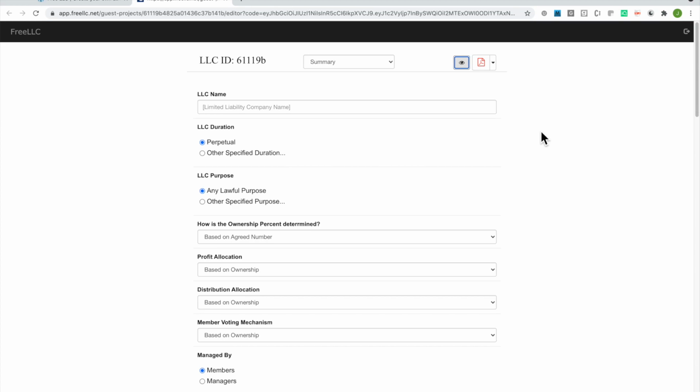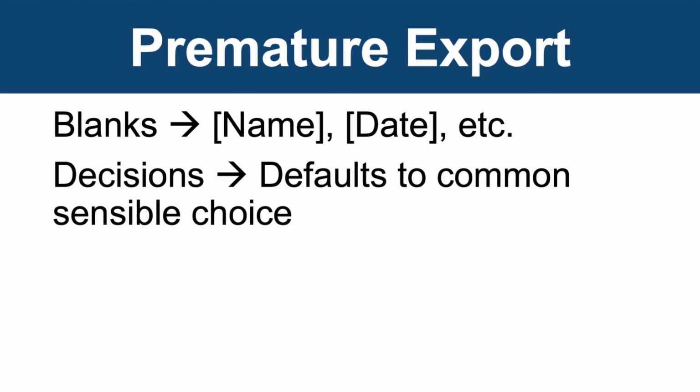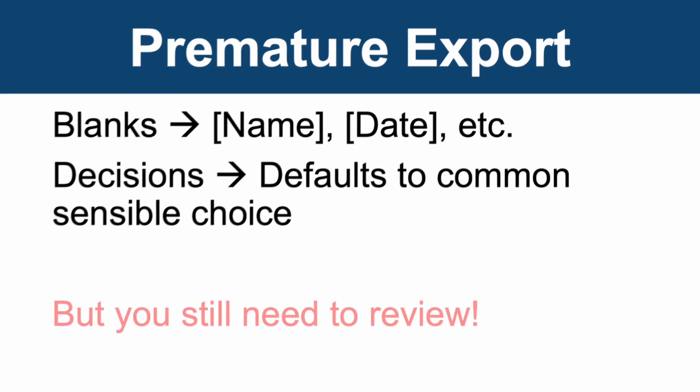By the way, at any time, if you want to stop and generate the documents, click the PDF button and you can generate the document. If you click on this arrow here and this all documents, you could download all the documents all at once in a zip file. So when you do that, even without having finished all the questions, the blanks will have placeholders for things like names and dates. And for something that requires an answer, there'll be a default decision made for you. I tried to make the default decisions sensible, but obviously you need to take a look at it and make sure that it works for you.